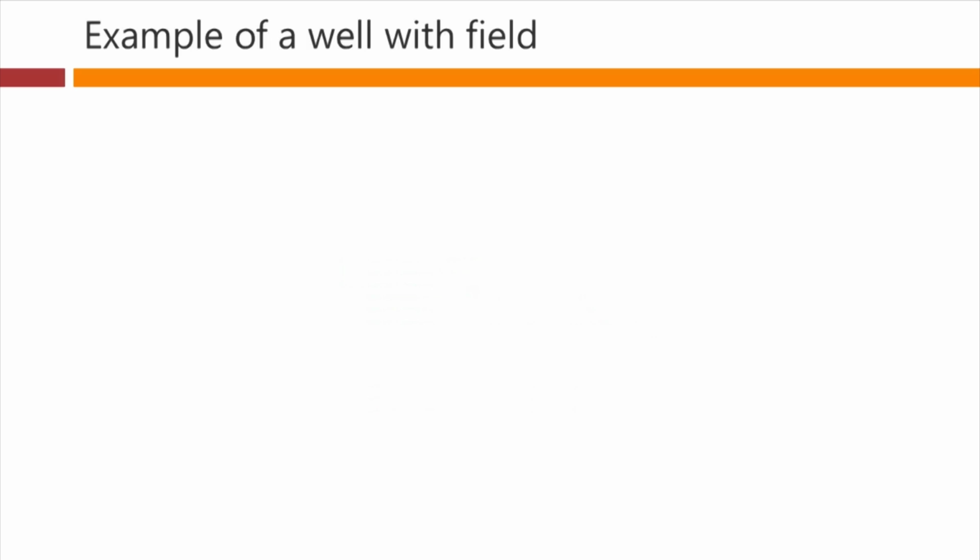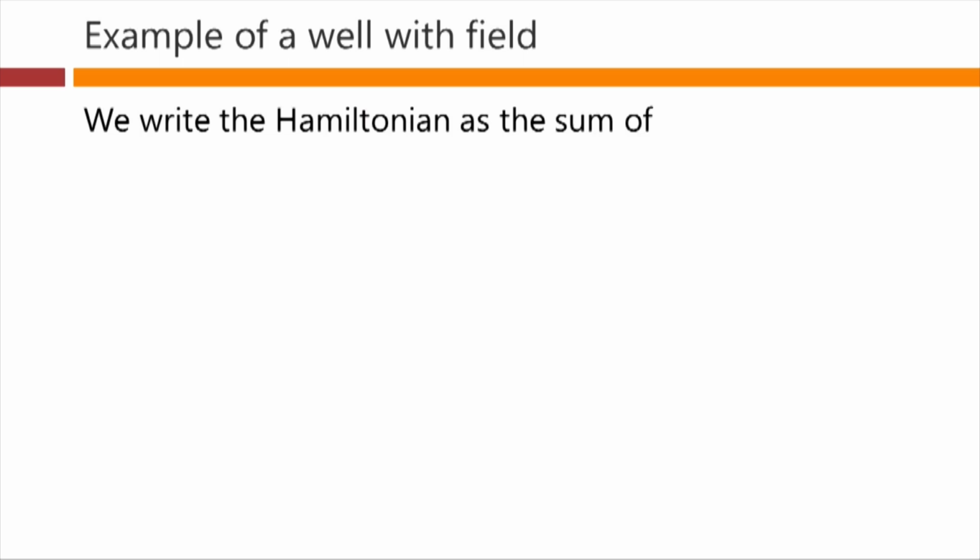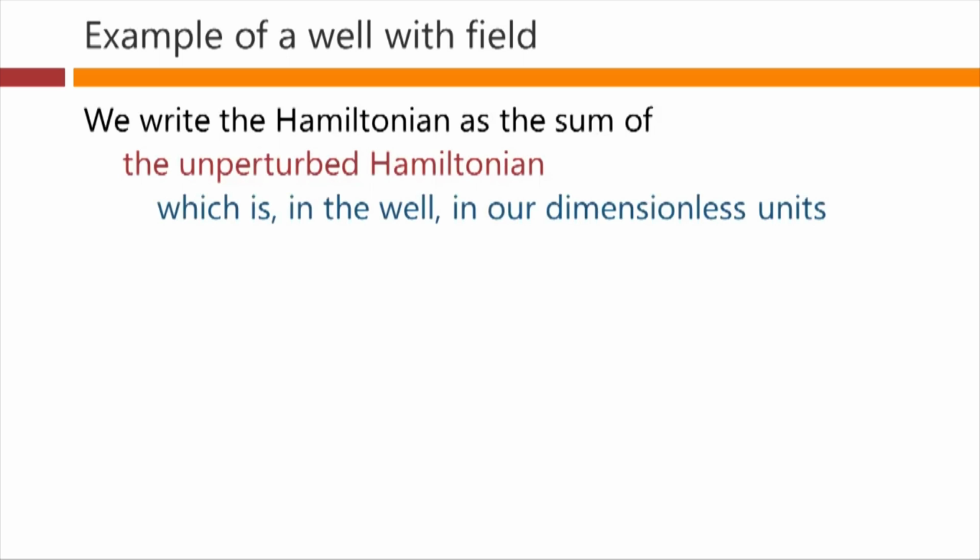So let's now apply our perturbation theory to our example problem of an electron in a potential well with an applied electric field. So let's look then at our example problem of a potential well infinitely deep with an applied field. So we write our Hamiltonian as the sum of the unperturbed Hamiltonian, which inside the well in our dimensionless units was very simple. It's just this expression here.